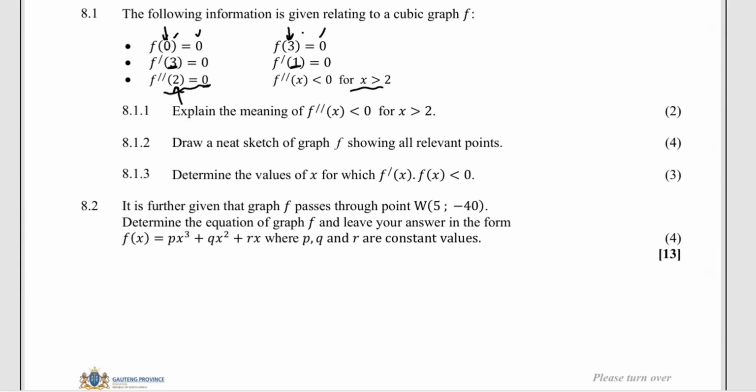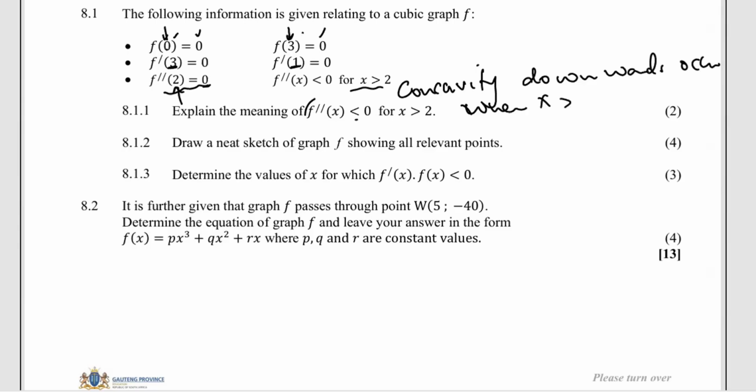So explain the meaning of the second derivative is less than 0 for x greater than 2. It means that we're talking about concavity, no? But concavity downwards occurs when x is greater than 2. Literally, that is what they're asking for. Where we see explain, you must write a statement.